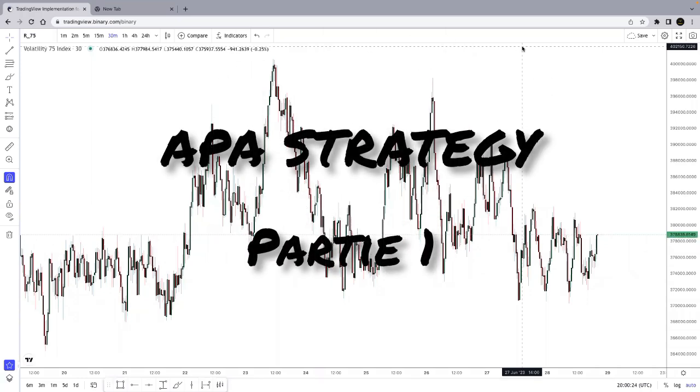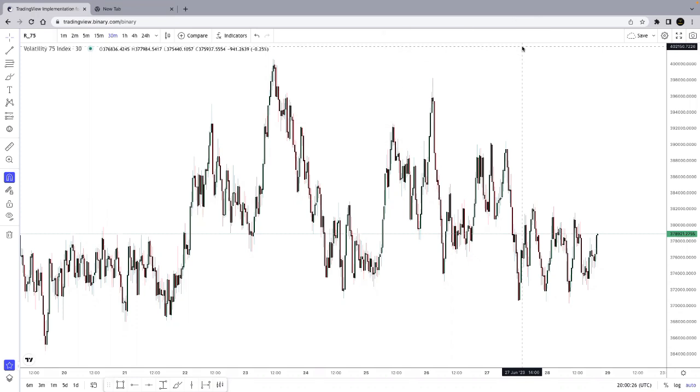So the name of the strategy is called APA strategy. The long form of APA strategy is advanced price action, whereby in all the decisions we make, we usually get them only from the price action itself. We don't trade anything outside the price action.